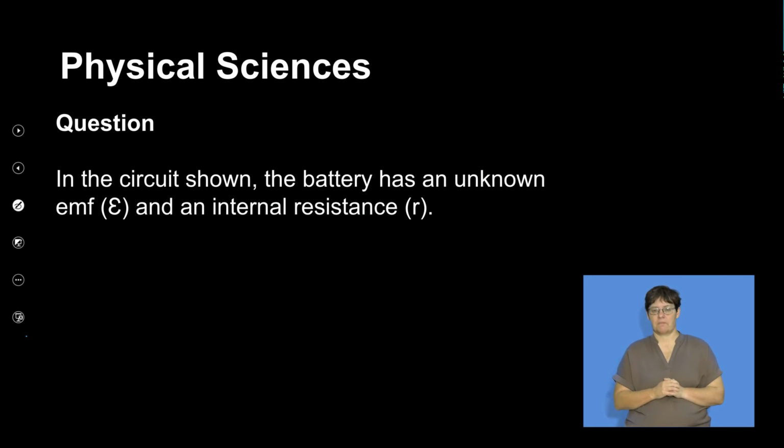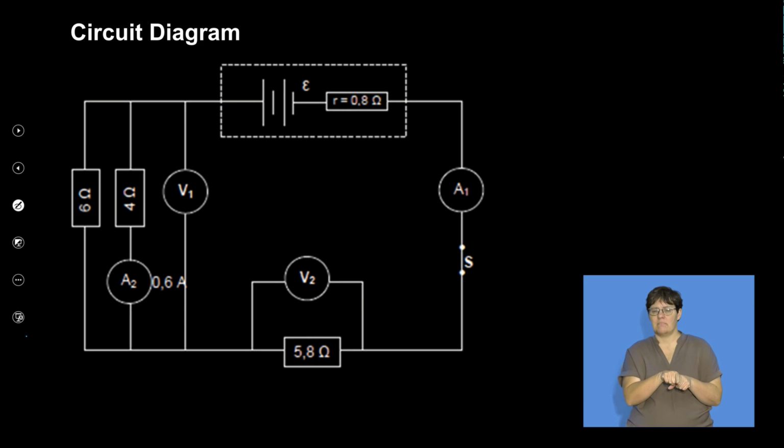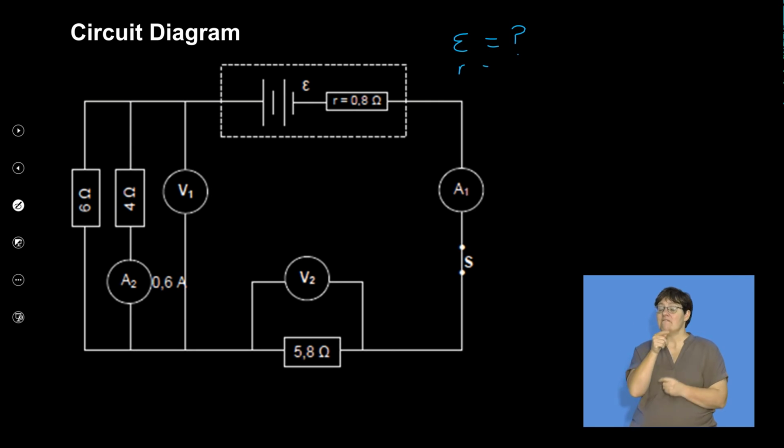So here is an example which says in the circuit shown, we'll show the circuit shortly, the battery has an unknown EMF and an internal resistance. So what is not known in this scenario is the EMF. Our EMF, question mark, we don't know what it is. But also this battery has an internal resistance. So that small resistor inside the battery has a magnitude of 0.8 ohms. So that's the starting point.